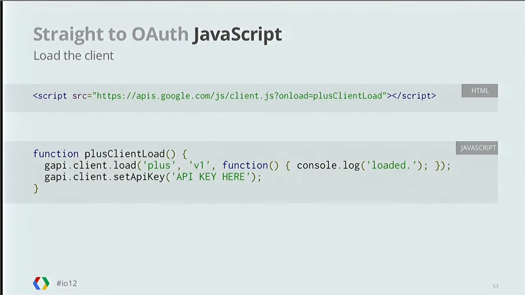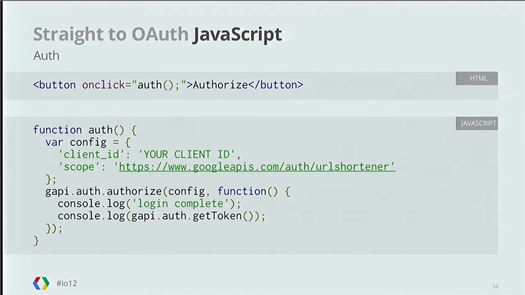And this is what it looks like in JavaScript. You'll see it's really straightforward. First, we include the client library. In JavaScript, we just have to include the JS. Then we have a method that does some initialization. In this case, we're telling the Google Client Library what API we want to use and what our API key is. Next, we have a button that when you click it, we initiate the OAuth process. All you have to do here is pass the client ID and the scope. And then finally, we authorize.